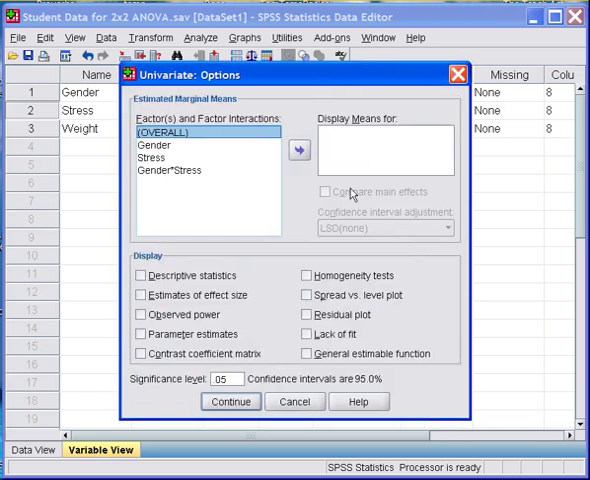For options, we're going to go ahead and click on Descriptive Statistics so we get the average weight for males mid-level stress, males high-level stress, females mid-level stress, and females high-level stress. So we'll get those four means.